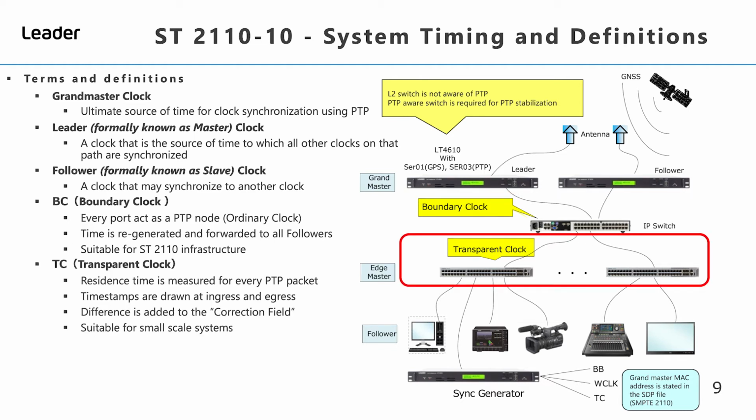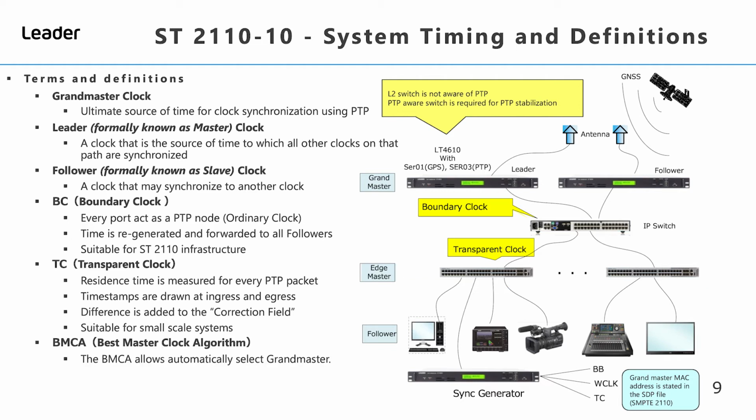Next we have the Transparent Clocks. Resident time is measured for every PTP packet. Timestamps are drawn at ingress and egress. The difference is added to the correction field, and this is suitable for small scale systems.